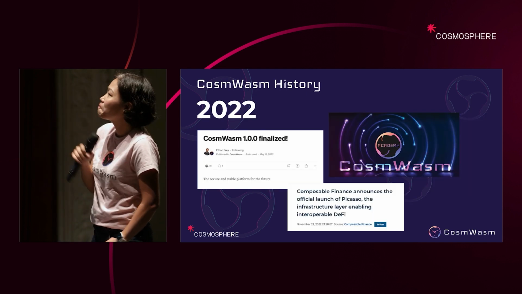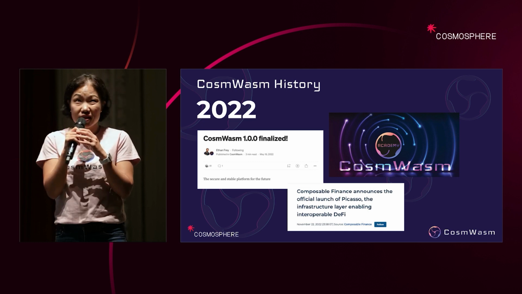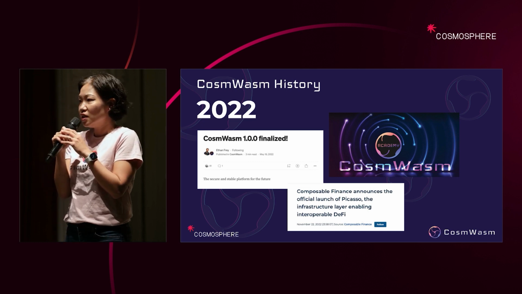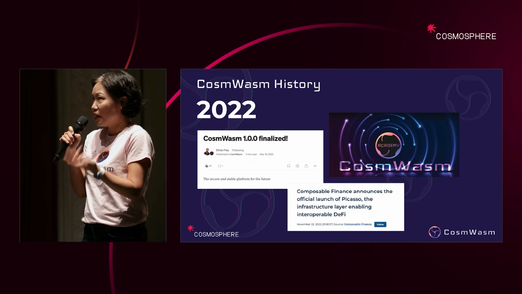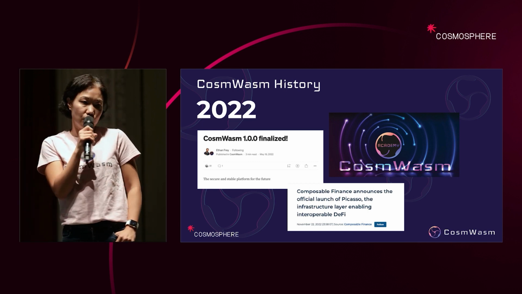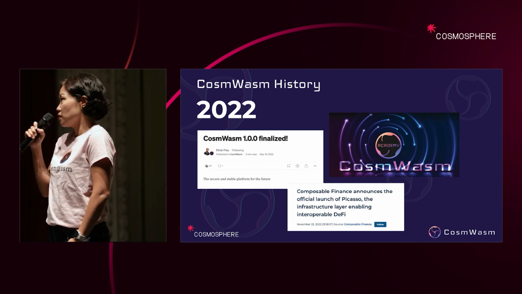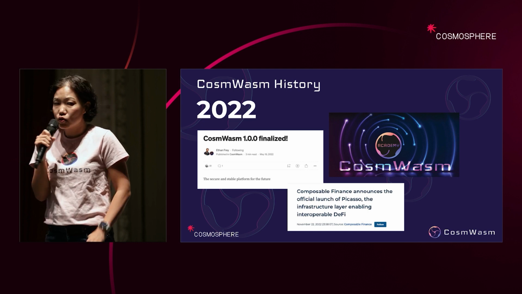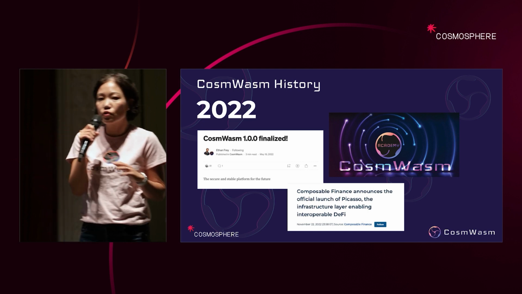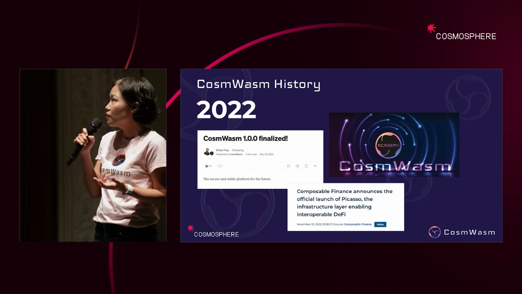Next page, please. So yeah, 2022, actually 6 or 7 months, we were working on the beta version. And finally in May, CosmWasm 1.0 was released. And the security audit was very successful. And in this year, both inside and outside of Cosmos, CosmWasm adoption took off.